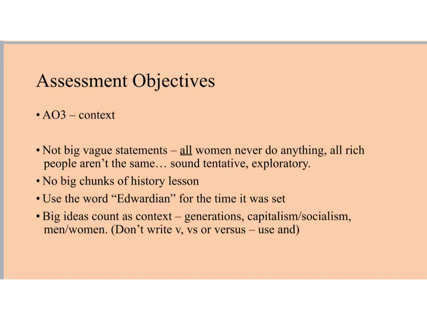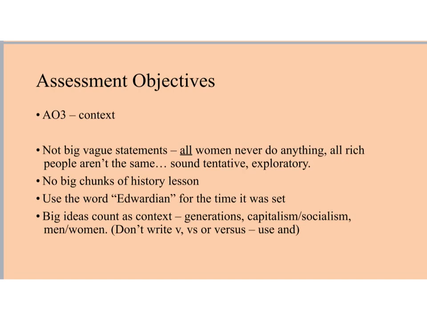Assessment objective 3 is context. Avoiding big, vague statements is a good way of not messing up context. So not all women never do anything, all rich people aren't the same. Sound tentative, sound exploratory. So this may be Priestley highlighting the difficulties faced by some women at this point. That kind of thing. You shouldn't have big chunks of history lesson being separate. It should all be integrated in.